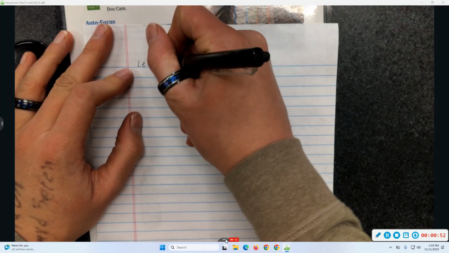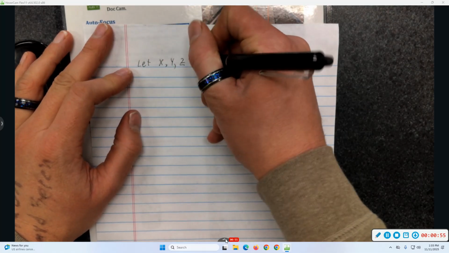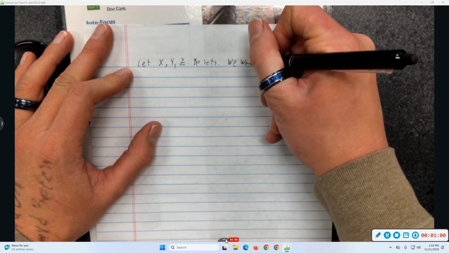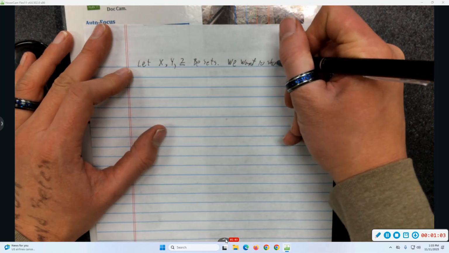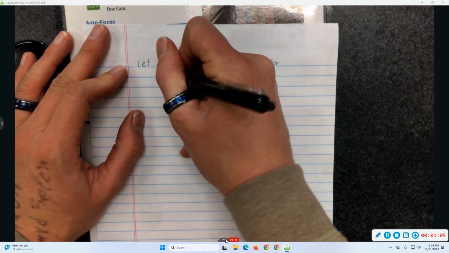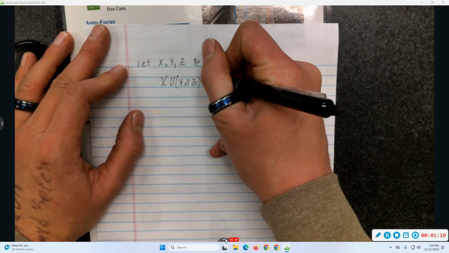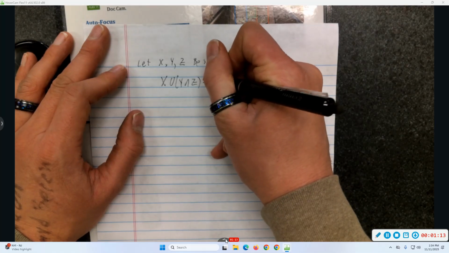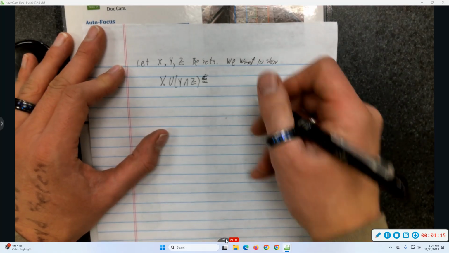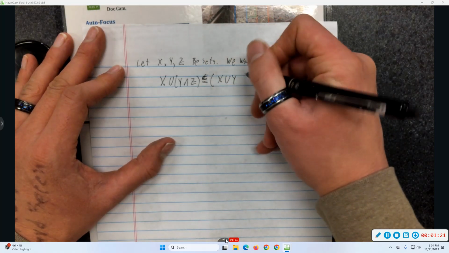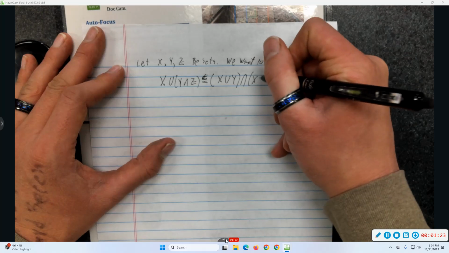None of y'all at this point are really struggling with this detail, but remember we should write down what we want to prove. So let's let X, Y, Z be sets. We want to show X union (Y intersect Z) is a subset of, notice we actually know this is equal to, but we only want to prove one of the set containments right now, (X union Y) intersect (X union Z).